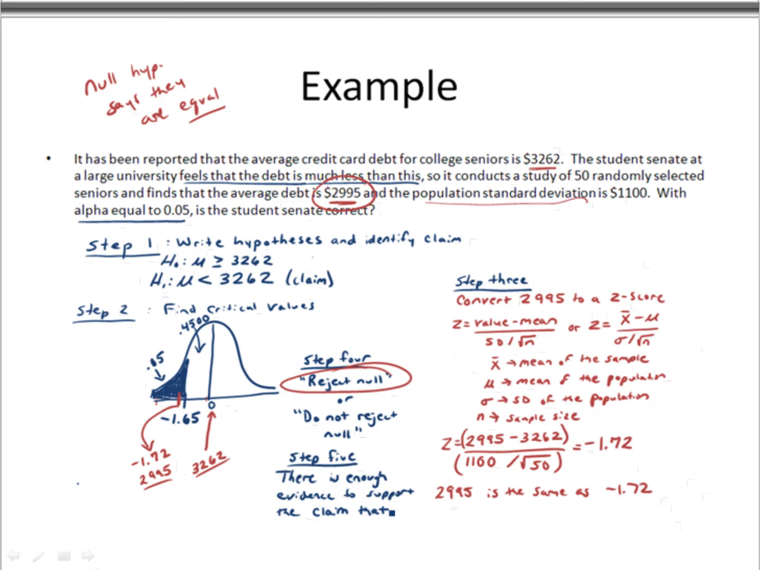But think about that for just a second. The claim was that the average credit card debt was less than $32.62. We proved that by looking at $29.95 and showing that it was significantly less. So there is enough evidence to support the claim that the average credit card debt is less than $32.62. And so is the Student Senate correct? Yes, the Student Senate felt like the debt was less, and so we proved that yes, our evidence supported that as well.